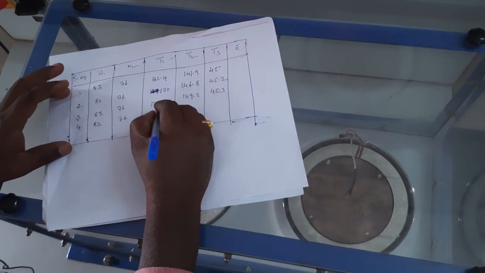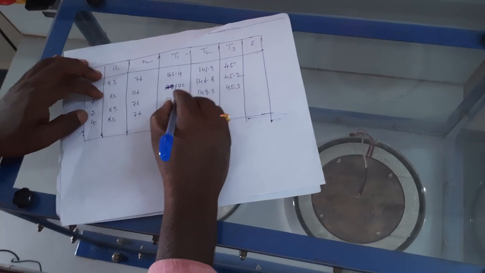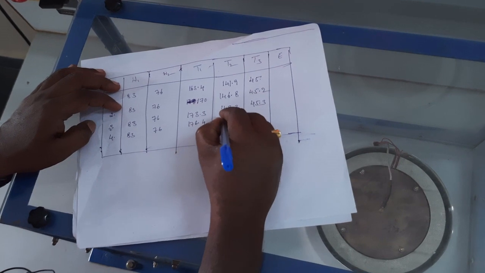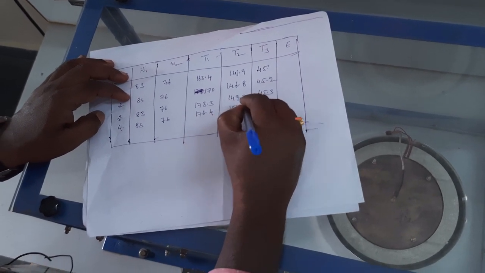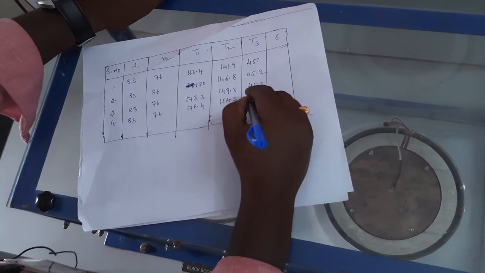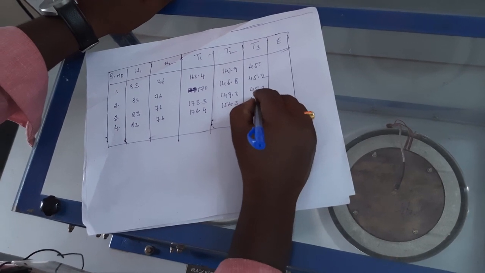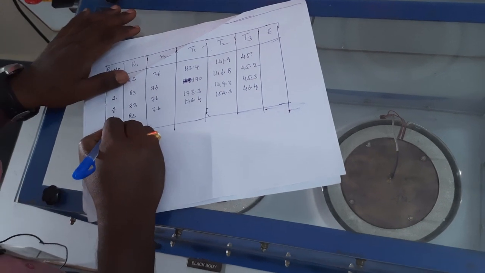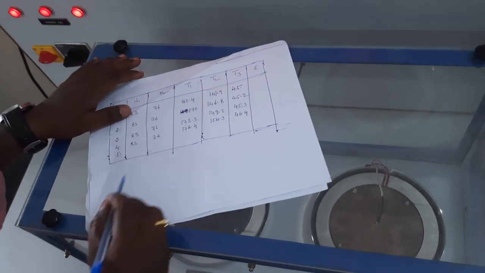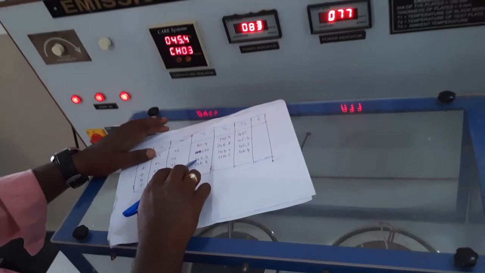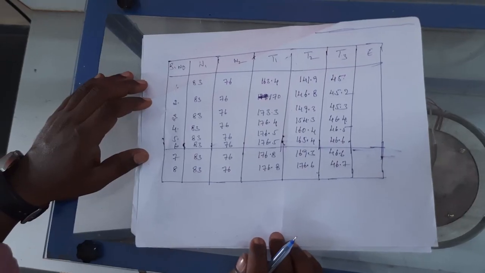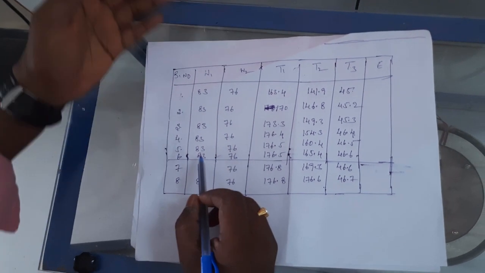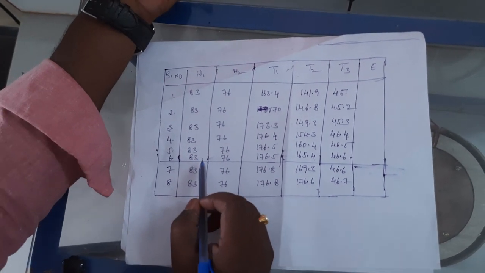So after 10 minutes I am taking the readings: 176.4, 154.3, and T3 is 46.4. Still the steady state is not reached here, because the difference between these two is there. Again and again I am taking the readings, within a certain time gap.